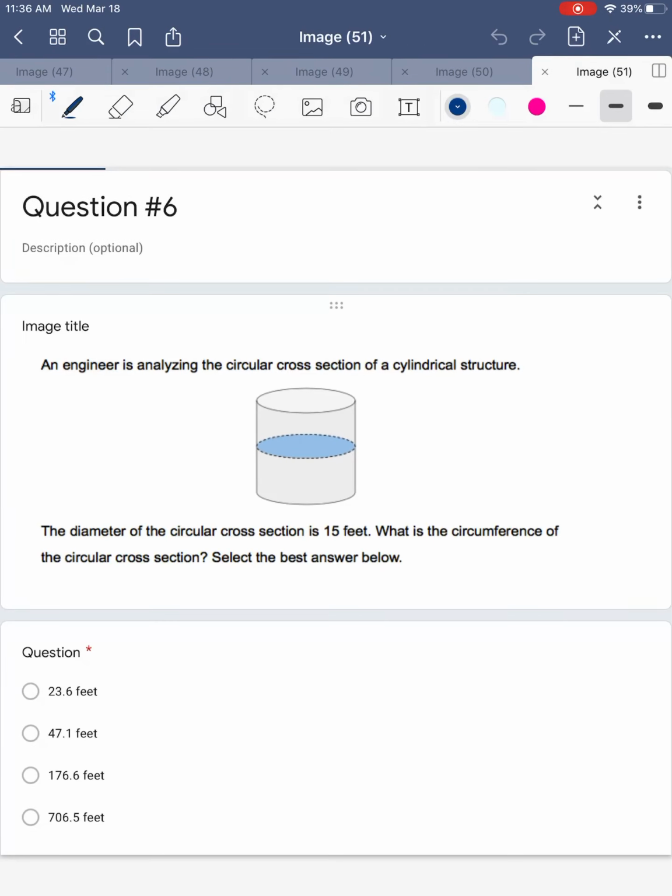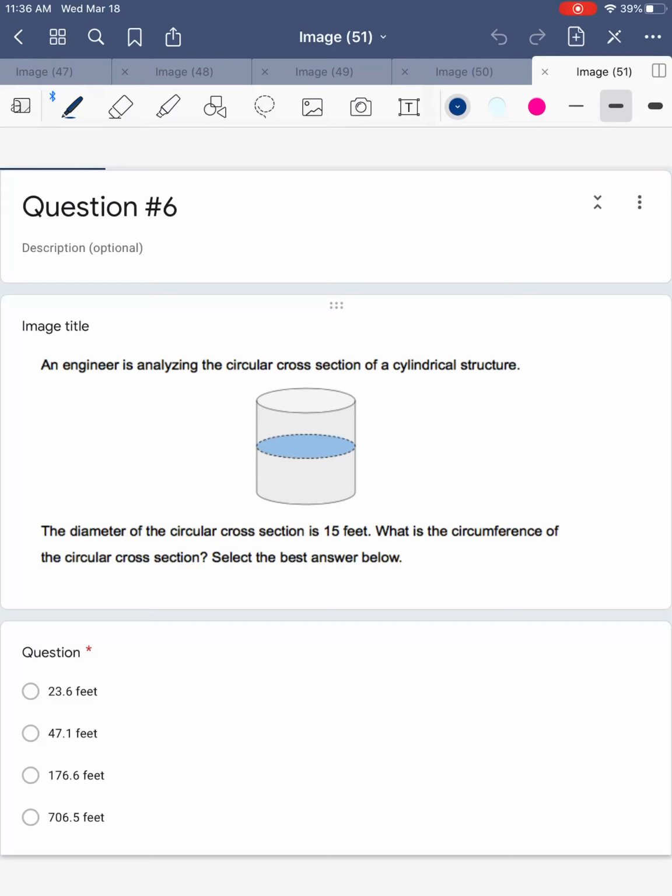And the last one. An engineer is analyzing the circular cross-section of a cylindrical structure. The diameter of the circular cross-section is 15 feet. What is the circumference of the circular cross-section? Circle your best answer below.